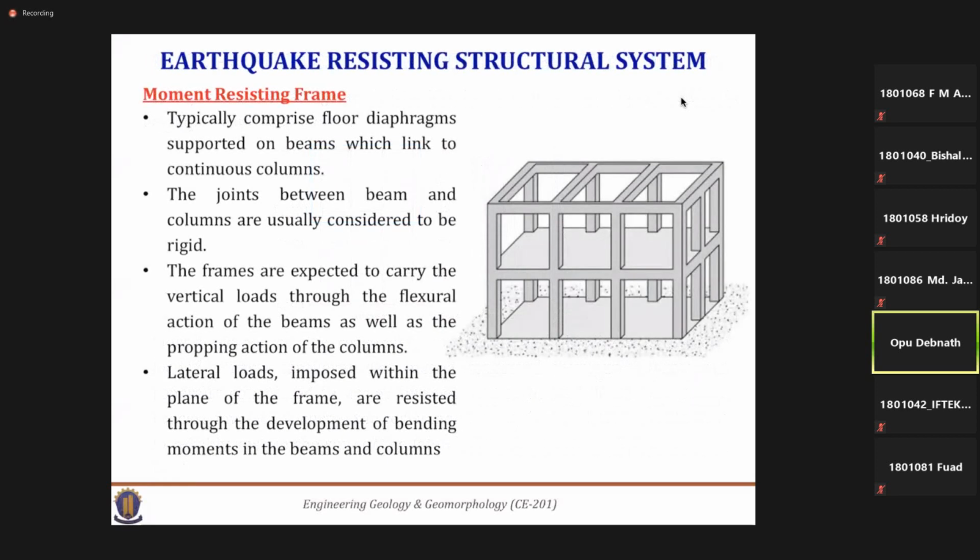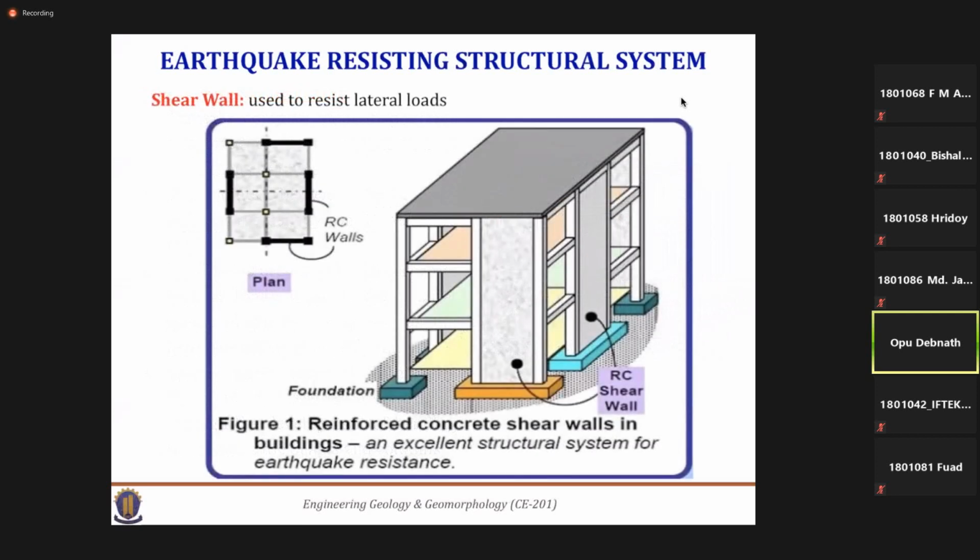And some moment resisting frame typically come from floor diaphragm supported overturning. That means beam column structures, our conventional structures, those are the moment resisting frame. That means beams, columns, all are connected to each other, so there is not free movement of moment. That means the joint is a fixed joint. So this is the moment resisting frame. Okay. And shear wall, this is another type of earthquake resisting wall.